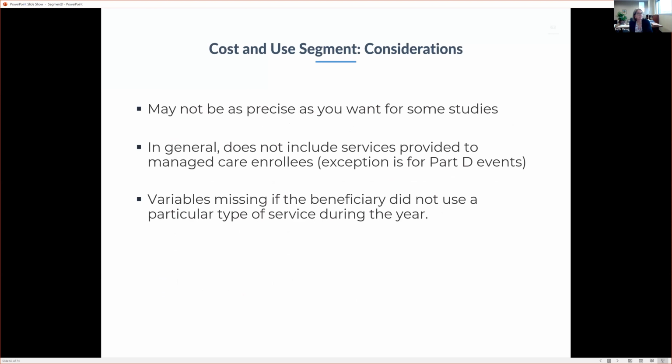But as with anything, they may not be as precise as you want. They generally don't include services for managed care enrollees other than Part D events, and variables will be missing if they didn't use this type of service during a year.